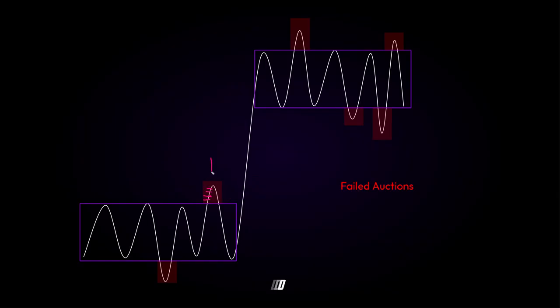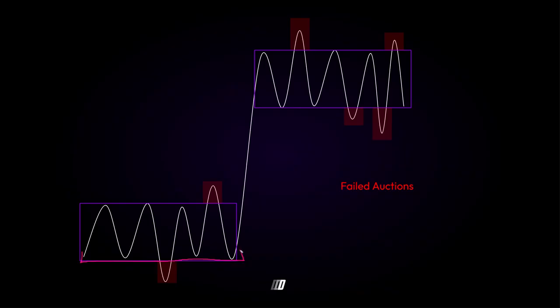Because either aggressive sellers take control of the market, or because this phase of aggressive buying exhausts and aggressive selling starts to take control again and brings price back in a situation of fair value and the auction in a situation of balance. This is what we call a failed auction. Could happen on the other side, right?